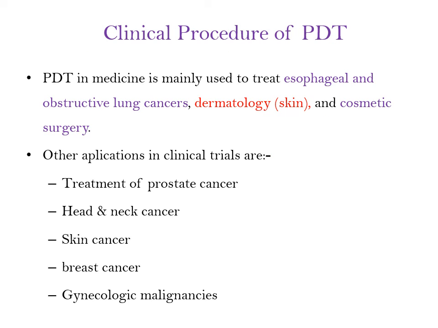So the clinical procedure of PDT can be used for many purposes clinically. PDT in medicine is mainly used to treat esophageal and obstructive lung cancers, dermatology or skin, and cosmetic surgery. Commonly, photodynamic therapy is used for dermatology or skin cancer. Other applications which are in clinical trial include treatment of prostate cancer, head and neck cancer, skin cancer, breast cancer, and gynecology malignancies are also other potential applications.